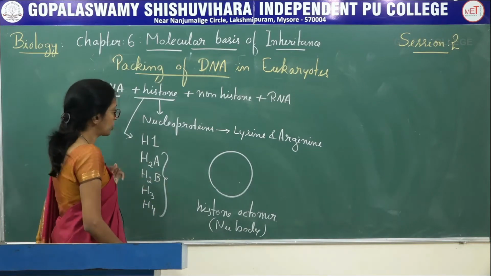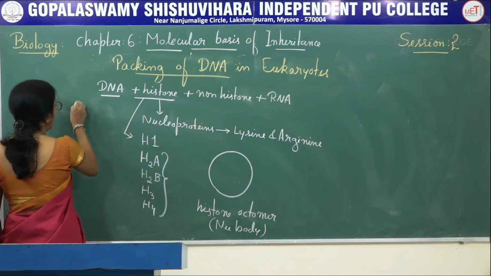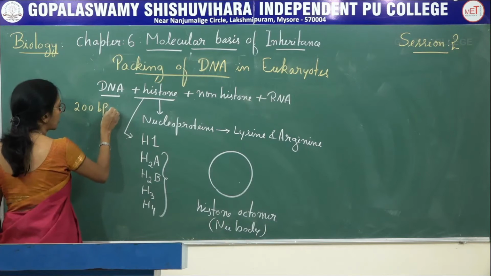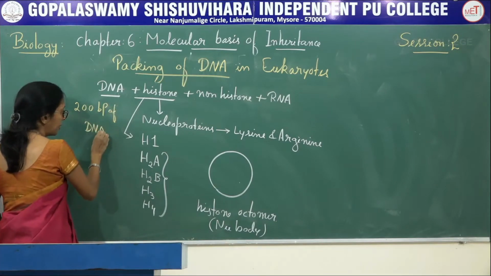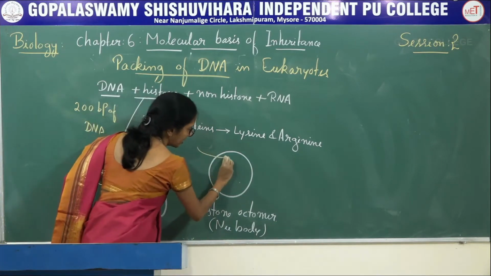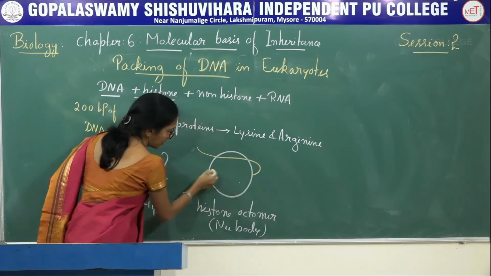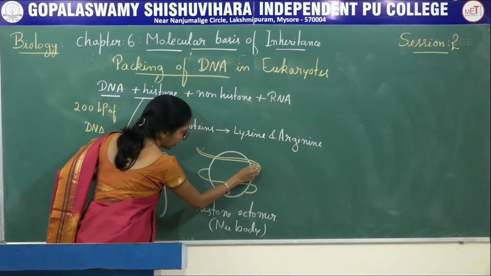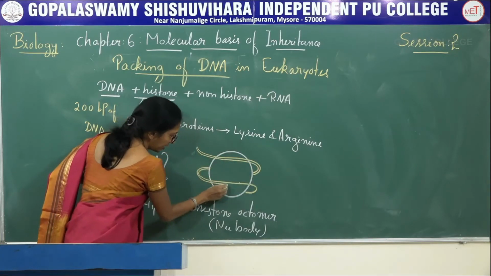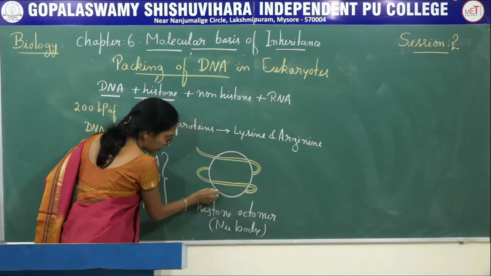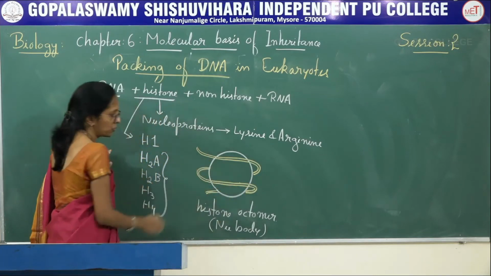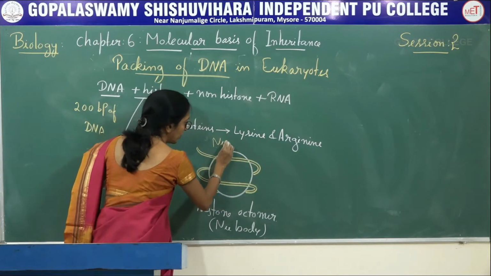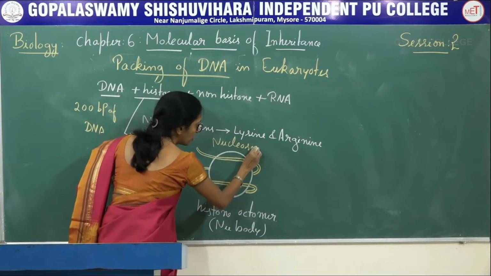Now, coming to the next part here, around 200 base pairs of DNA is wrapped like this, 200 base pairs of DNA wrapped around the histone octamer to form a structure, and this structure is said to be nucleosome.